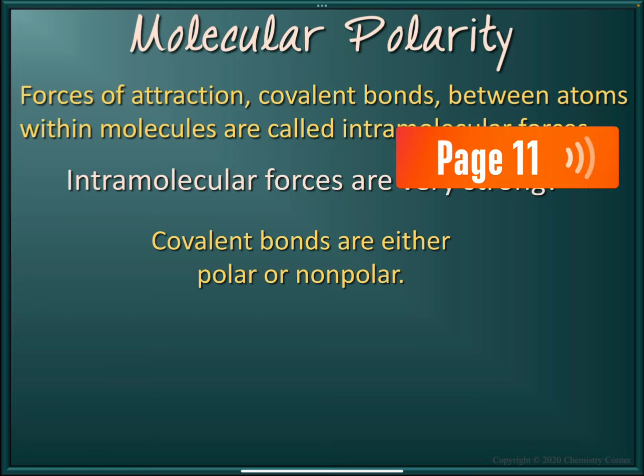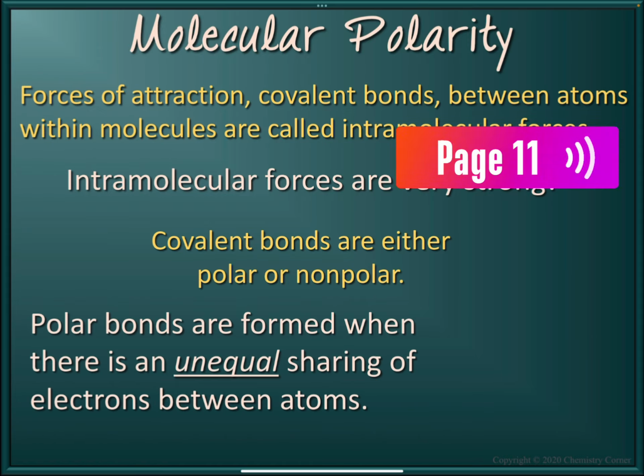So covalent bonds can be either polar or nonpolar. So the point of this lesson is to give you some ideas about what is a polar bond, what is a nonpolar bond, and then we're going to think about the whole molecule. Okay, so we just talked about polar bonds. They are the unequal sharing of electrons in an atom.